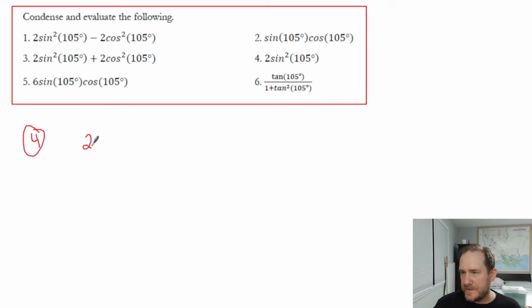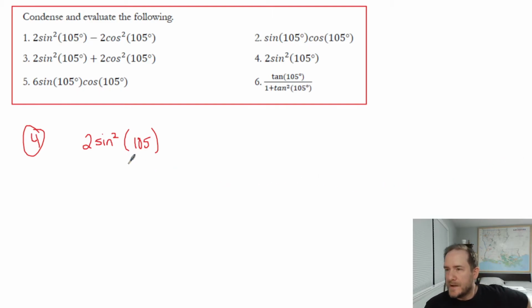So 4 is giving you 2 sine squared 105. And we know that 1 minus 2 sine squared 105 would be an identity for us. But if I do that, then what have I actually done? It looks to me like I've changed the sign of this. I've multiplied by -1, and then I'm essentially adding 1 on. I just don't like the feel of this.